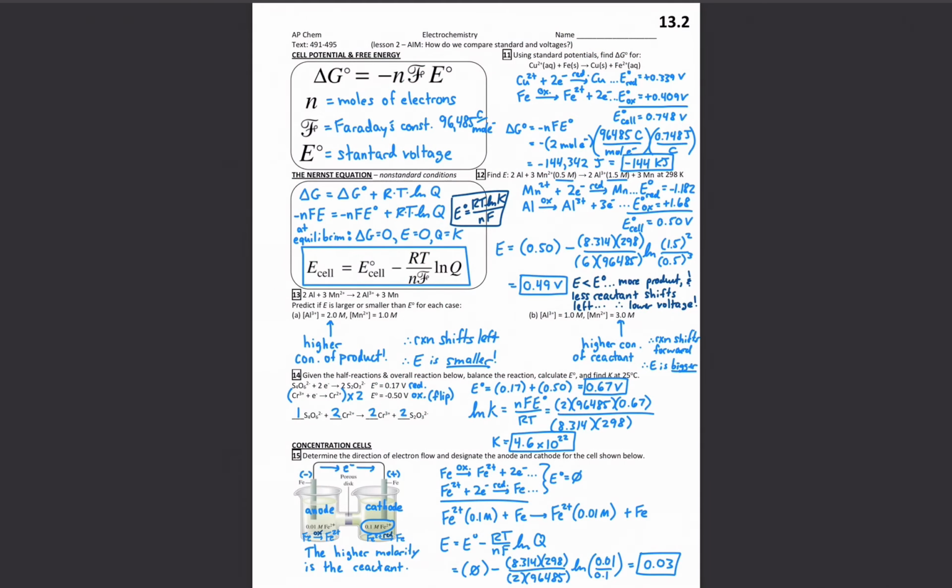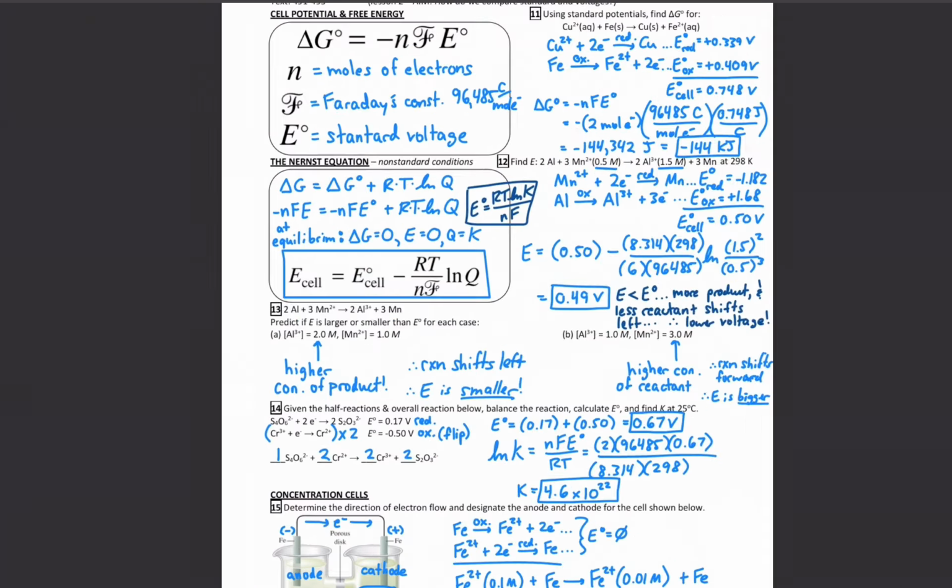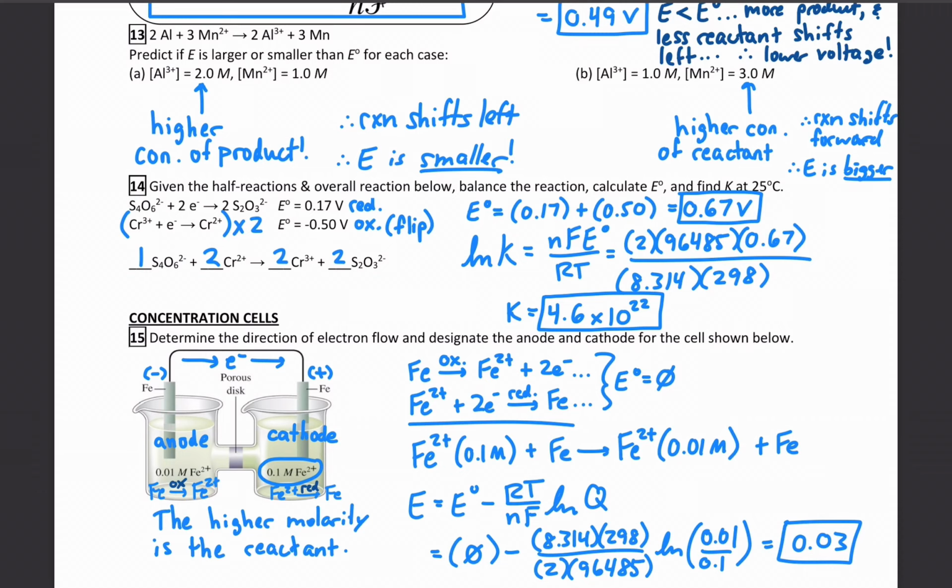Okay, that's how we get non-standard potentials using the Nernst equation, and how we deal with Le Chatelier's principle related to electrochemical cells and a concentration cell.